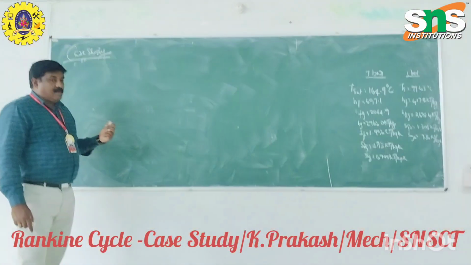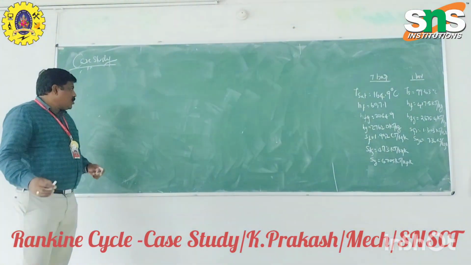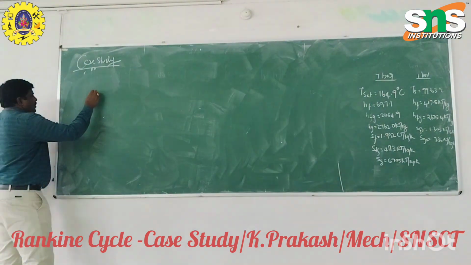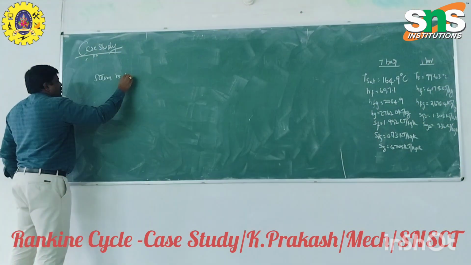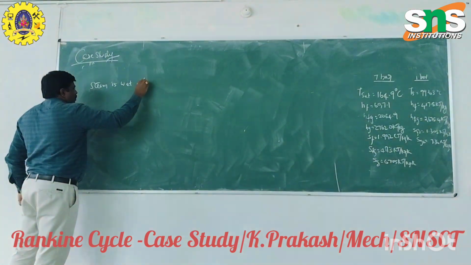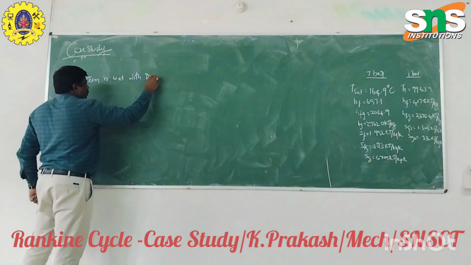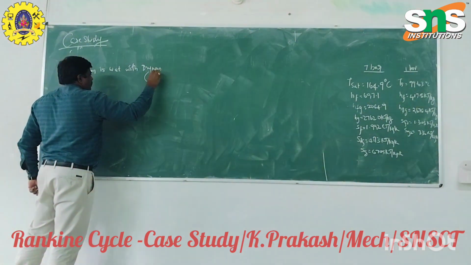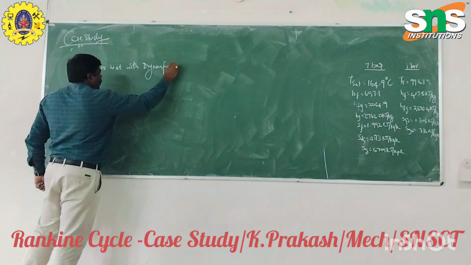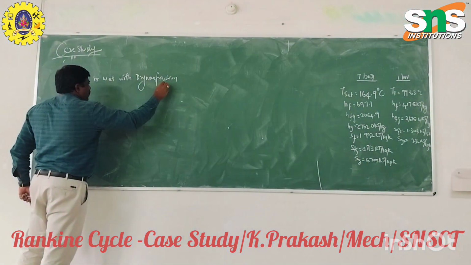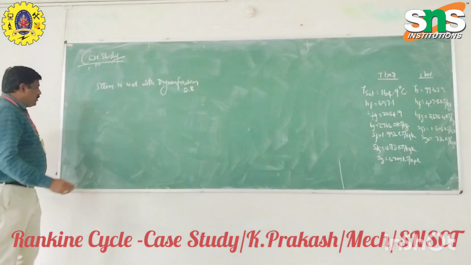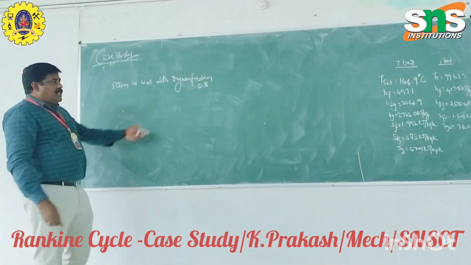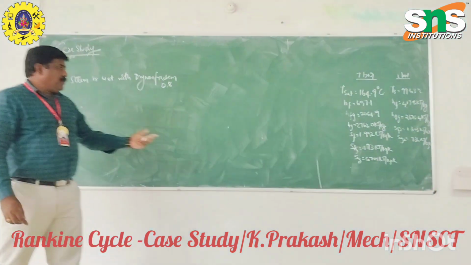In the last lecture video, students, we discussed the conditions. The condition we discussed is that the steam is wet with a dryness fraction of 0.8. Okay. So now we know that we have fetched all the values from the steam tables.